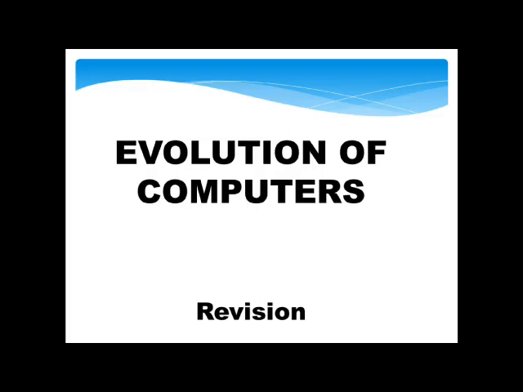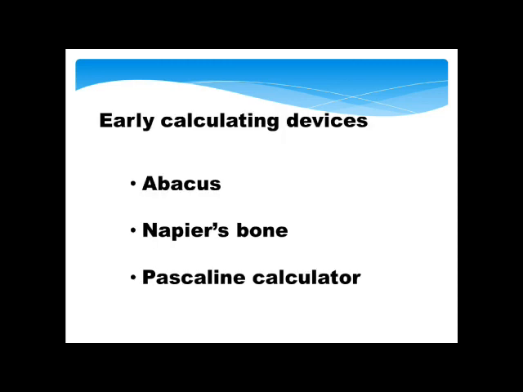So dear children, we finished our first lesson, Evolution of Computers. Today we can revise the chapter and also we can do the exercises behind the textbook. So what are things that we have discussed in this chapter? First we discussed about early calculating devices. Which are the early calculating devices? Abacus, Napier's bone and Pascaline calculator.